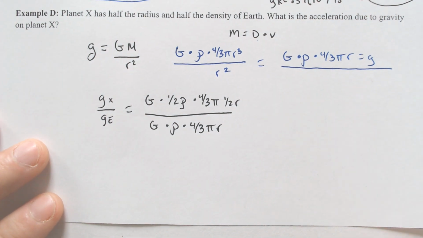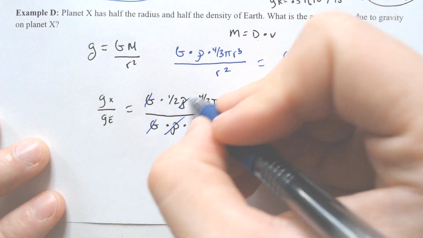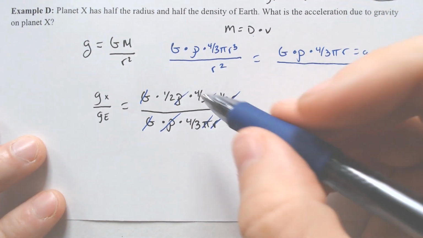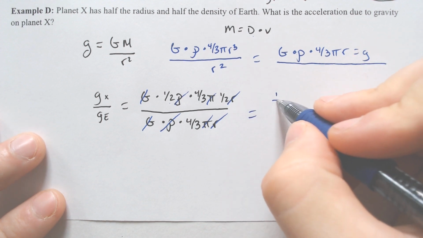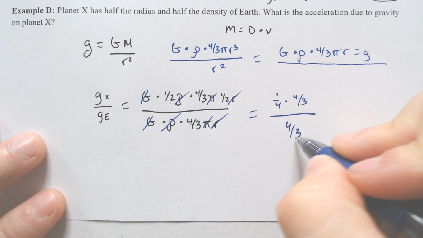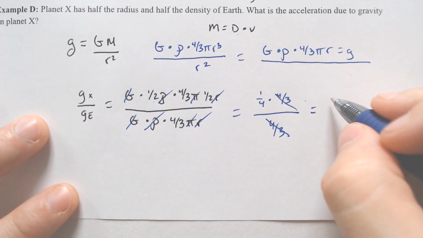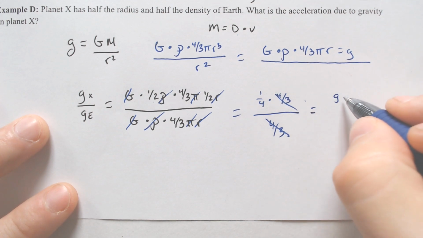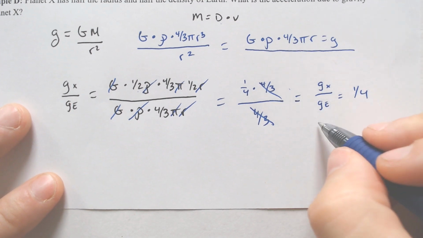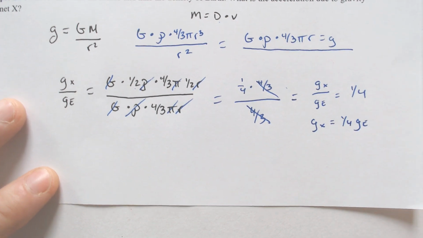And then a whole bunch of stuff's going to cancel out. The big G, the gravitational constant, is going to cancel. The rho is going to cancel. The pi would cancel. The r would cancel. And you end up with 1/2 times 1/2, which is 1/4, times 4/3 divided by 4/3. Well, the 4/3 would even cancel. I didn't even see that. So we would have 1/4. The g of X divided by the gravity of Earth would equal 1/4. Which means the gravity on planet X would equal 1/4 the gravity on planet Earth.